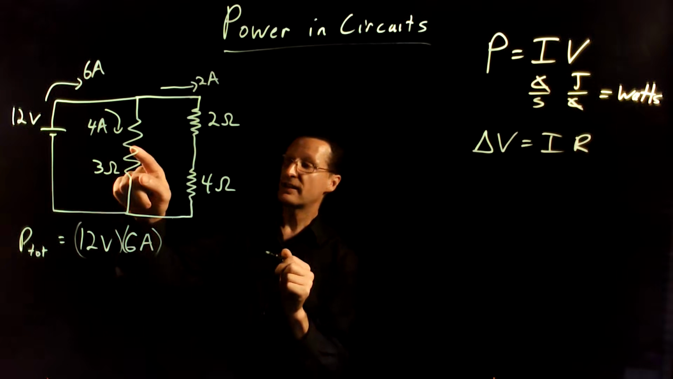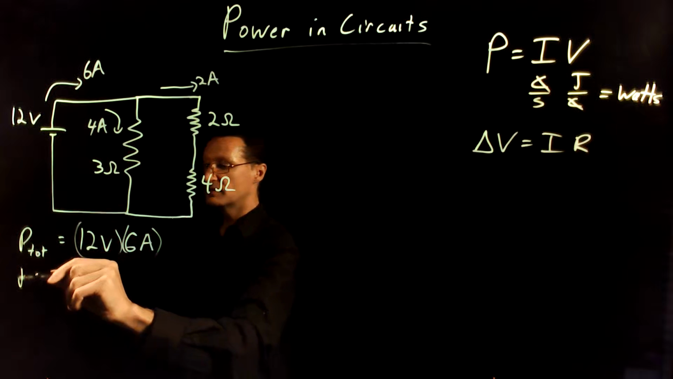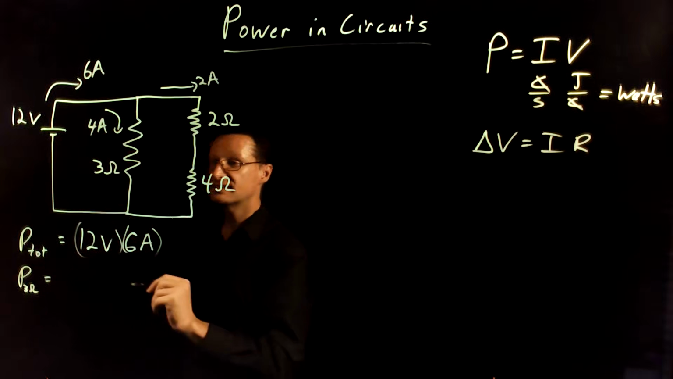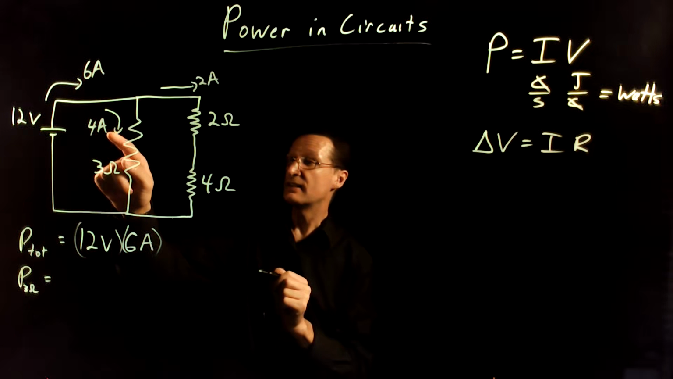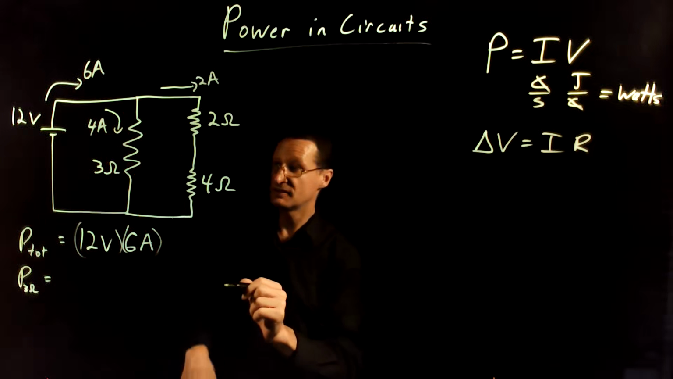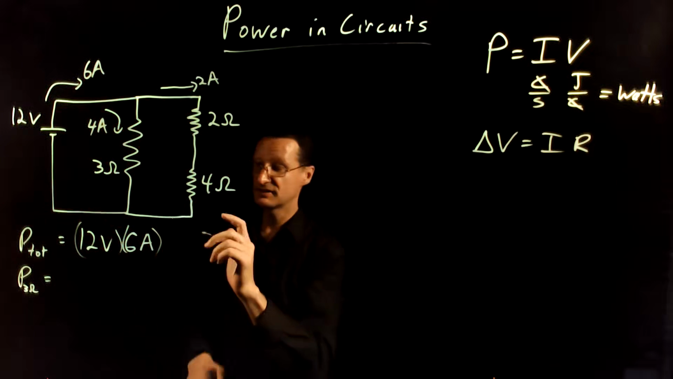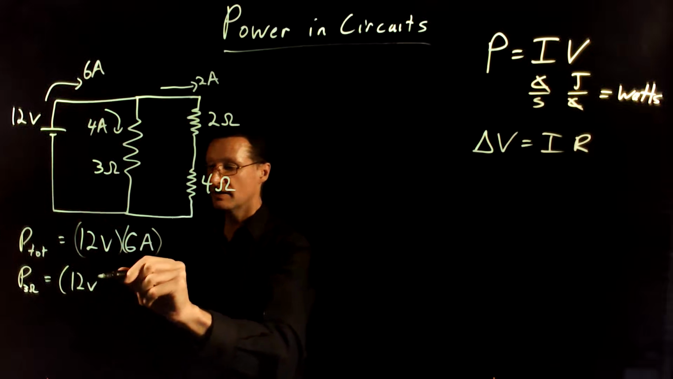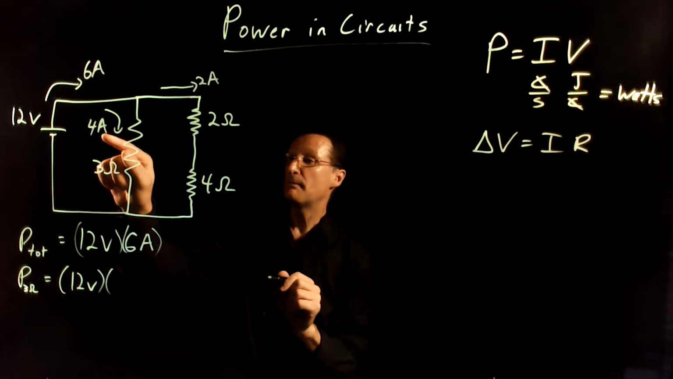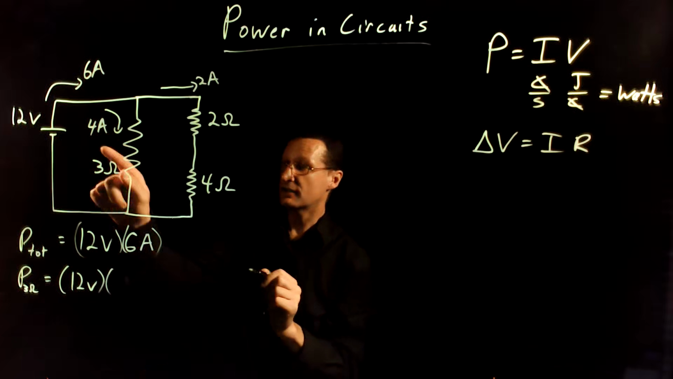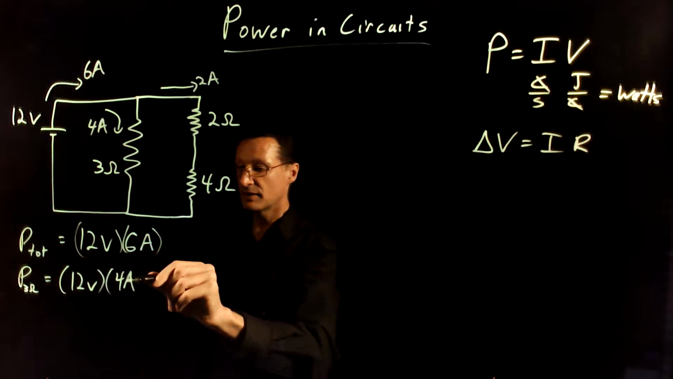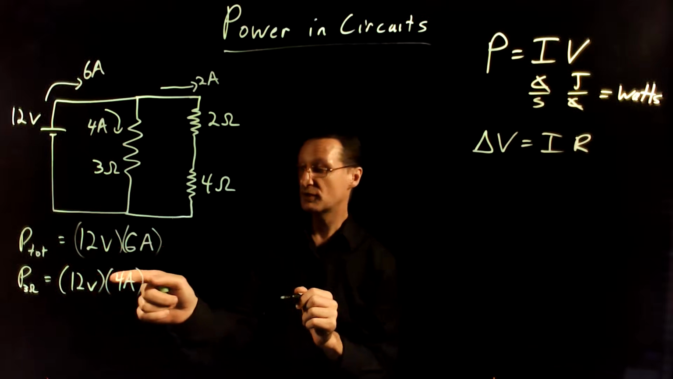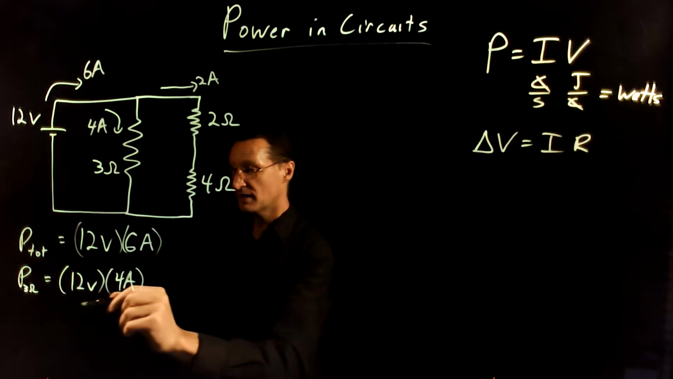On the other hand, you can find the power that this 3 ohm resistor is dissipating by simply taking the voltage drop across that resistor. In this case, it's going to be 12 volts. It's the same as the battery. And multiplying it by the current through that resistor. Okay, so you can use it for the total, or you can do it per element here.